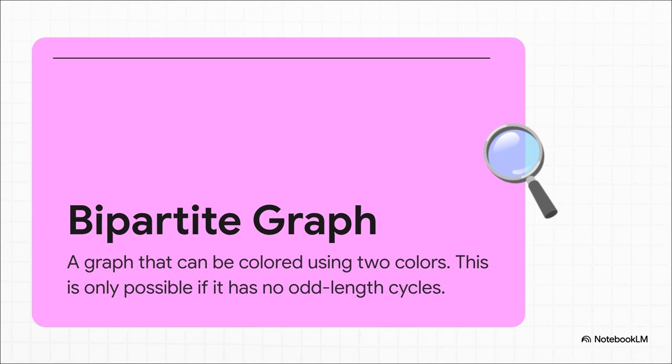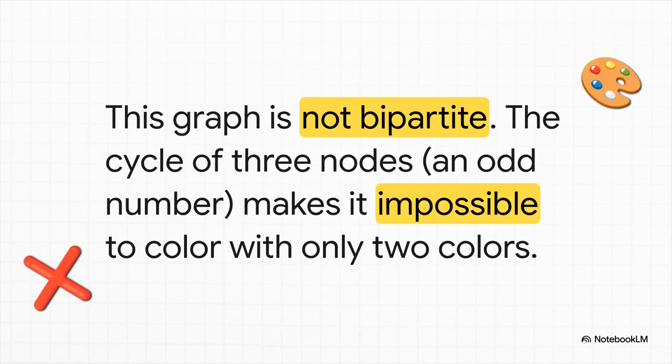And here is the absolute golden nugget for your exams. Write this down. A graph is bipartite if and only if it has 0 cycles of an odd length. A single triangle, for instance, has a length of 3. That's an odd number, and that's a deal breaker. And this slide right here shows you exactly why that rule works.